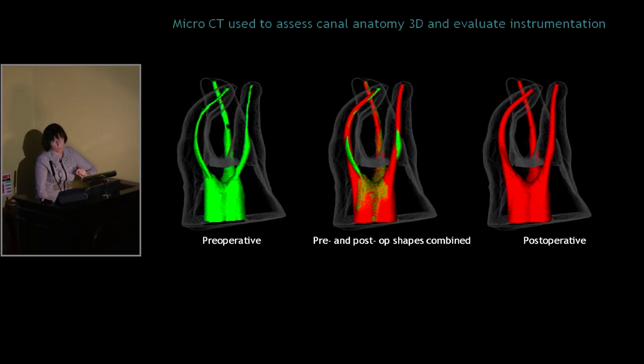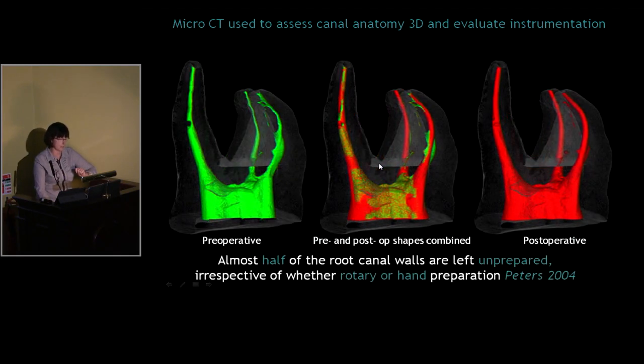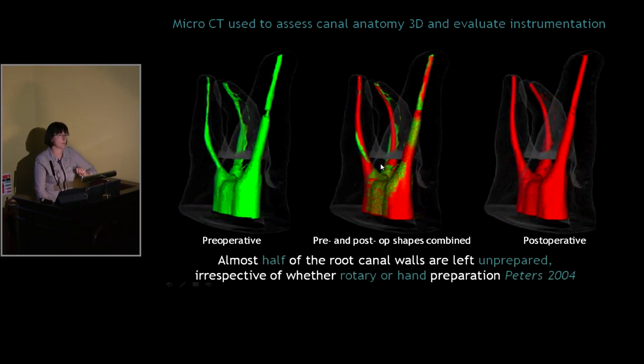If we look at this work from Ove Peters, he did these micro CTs, pre-op, post-op, superimposed them, and if you look as we rotate through the images, the amount of show-through of green translates to areas that weren't touched as they were instrumenting. And when they analyzed it, almost 50% of the surfaces remain untouched, irrespective of whether it is hand or rotary.